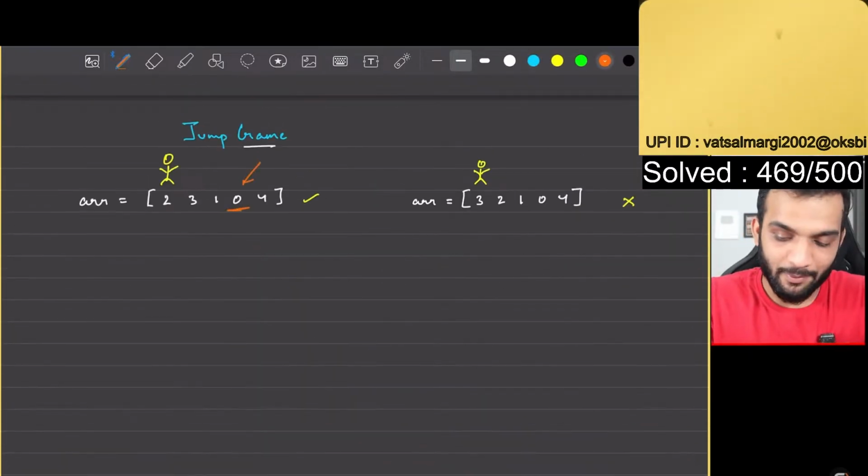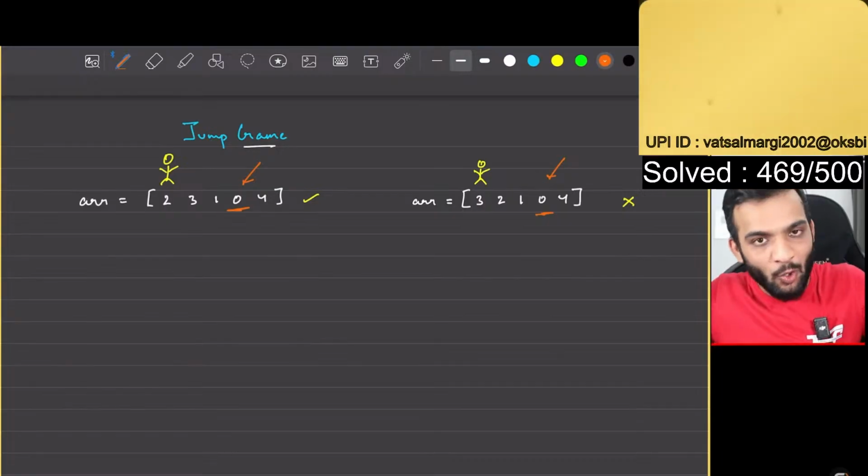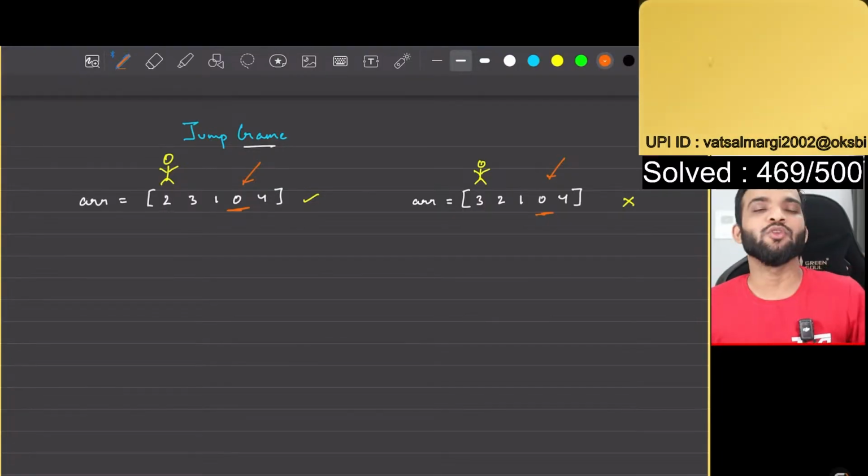The catch over here is 0. If you're able to cross 0, you will be able to reach. And if there are no zeros, you will always be able to reach. That's the catch. And please tell these edge cases to the interviewer. They'll be more than happy. So this will be it for this one.